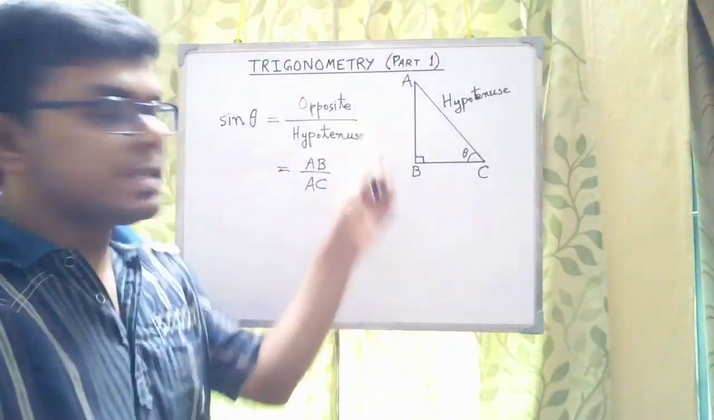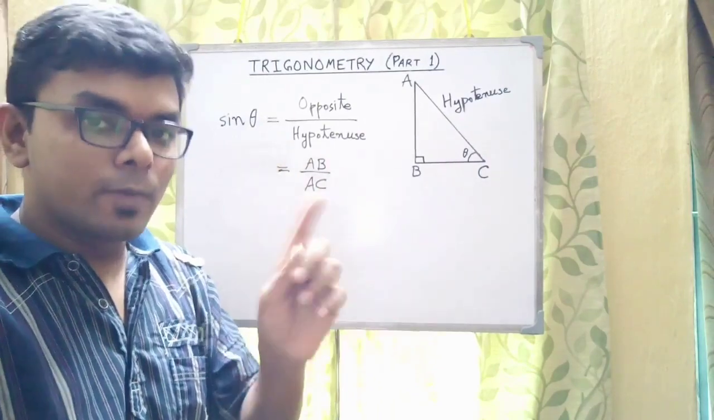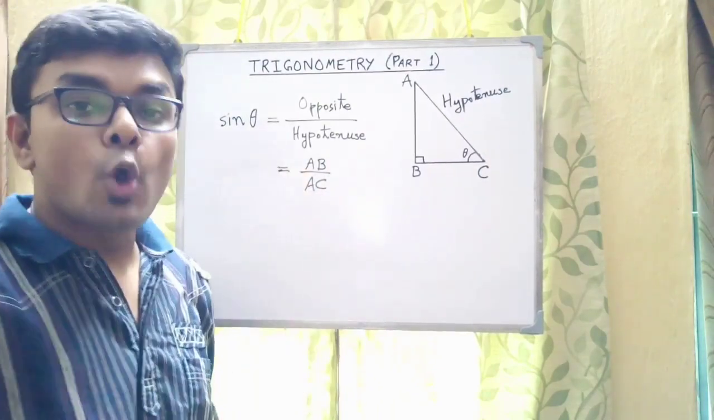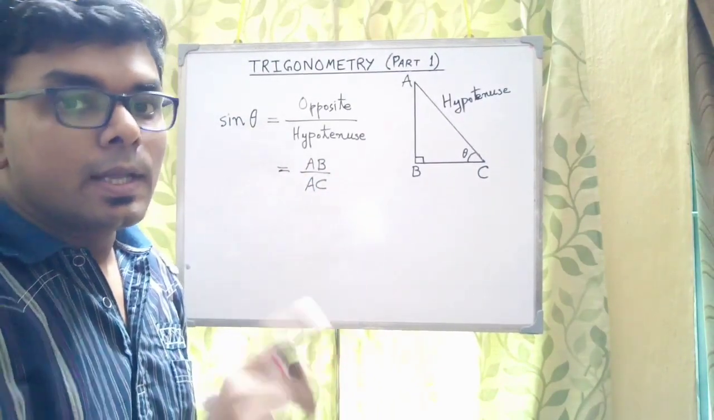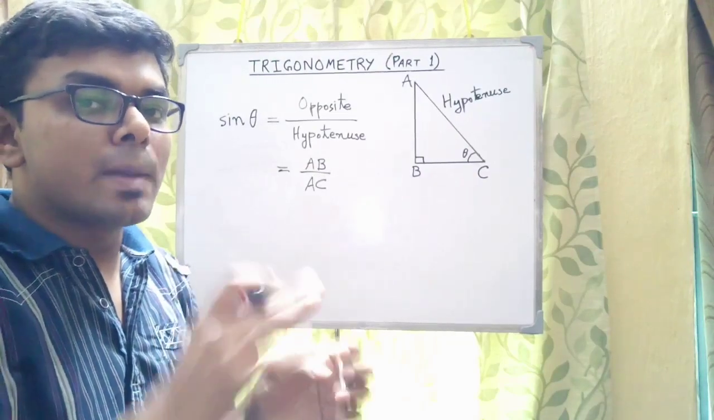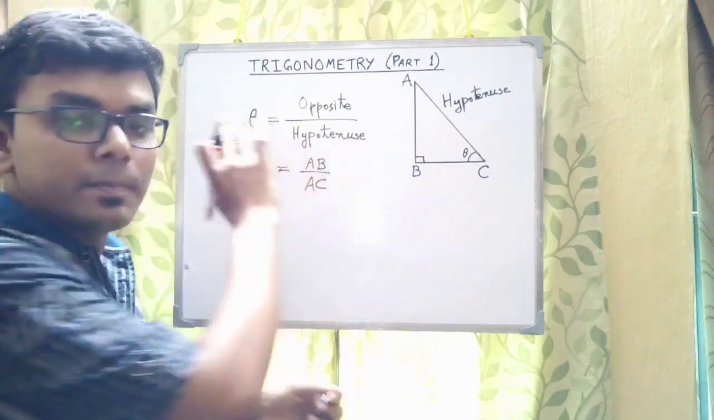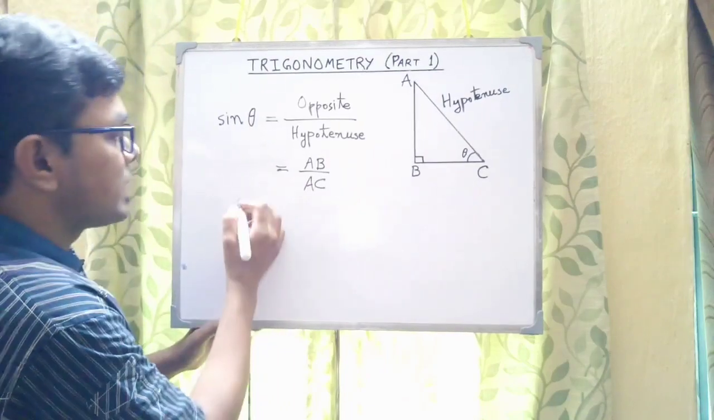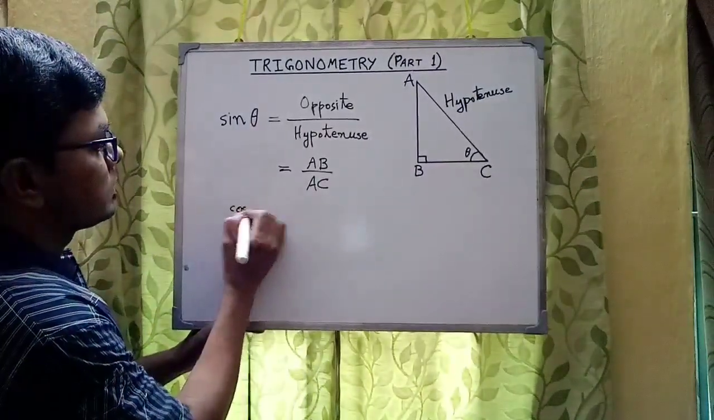In this figure it is AB by AC, but everybody should remember sine theta is opposite by hypotenuse. There are certain things which you should memorize, okay? One of them is this. Next we come to cos theta.